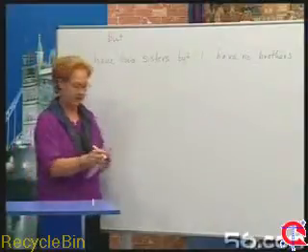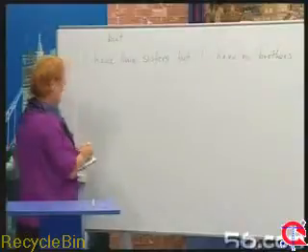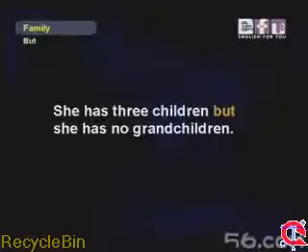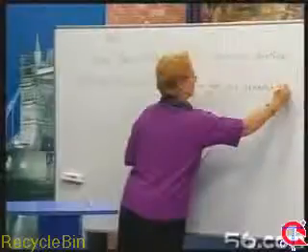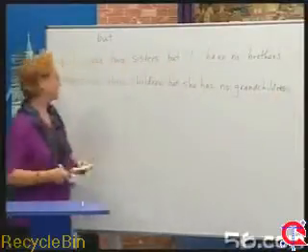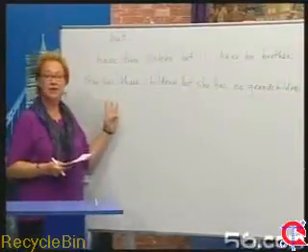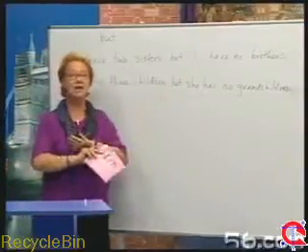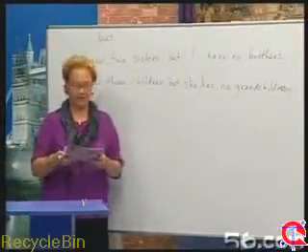I have 2 sisters, but I have no brothers. But. Okay, another example. She has 3 children, but she has no grandchildren. Okay? She has 3 children, but she has no grandchildren.